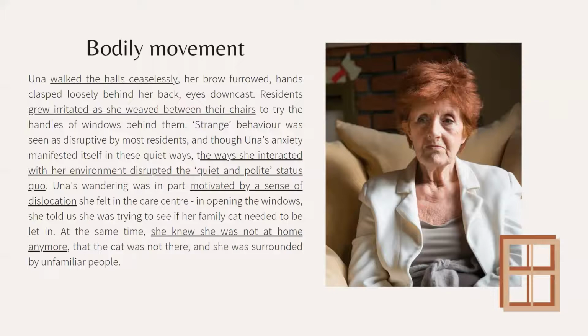And though Una's anxiety manifested itself in these quiet ways, the way she interacted with her environment disrupted the quiet and polite status quo. Una's wandering was in part motivated by a sense of dislocation she felt in the care centre. In opening the windows, she told us she was trying to see if her family cat needed to be let in. At the same time, she knew she was not at home anymore, that the cat was not there, and that she was surrounded by unfamiliar people.